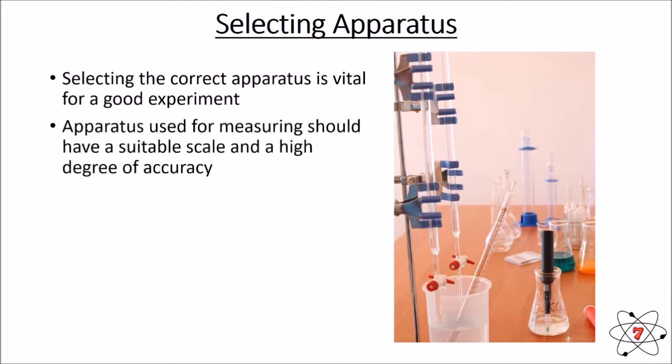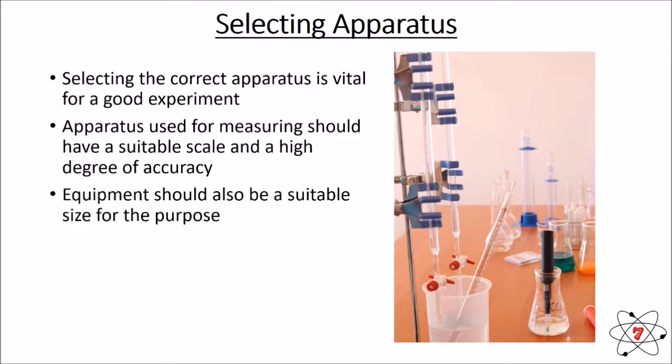Generally, you want to choose apparatus that has a high degree of accuracy that measures in a suitable scale. So say you're measuring 5 milliliters of acid, you are not going to choose a measuring cylinder that measures up to 200 milliliters because the scale is going to be no good. You may choose a small measuring cylinder, or maybe a volumetric pipette, or maybe a burette, but a suitable piece of equipment that's accurate and has a good scale for the units you are using.